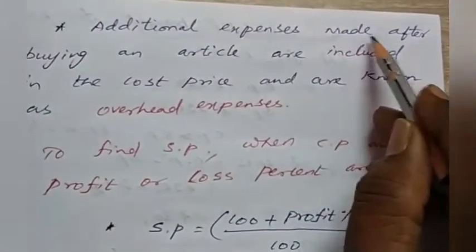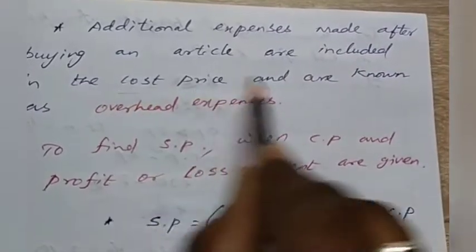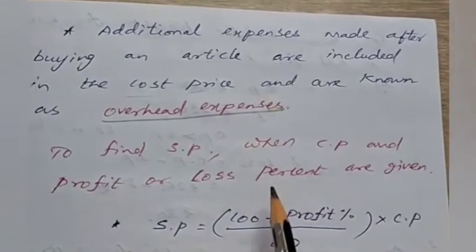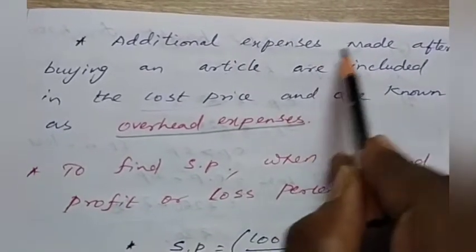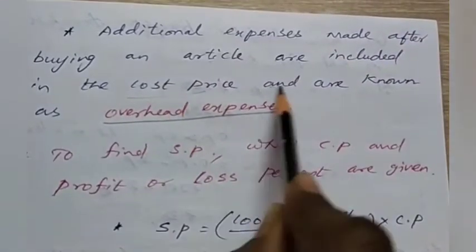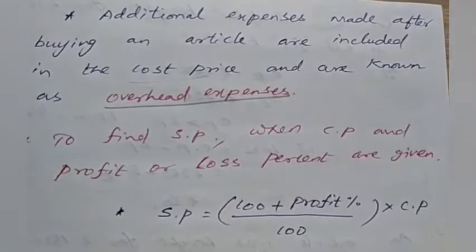Additional expenses made after buying an article are included in the cost price and are known as overhead expenses.